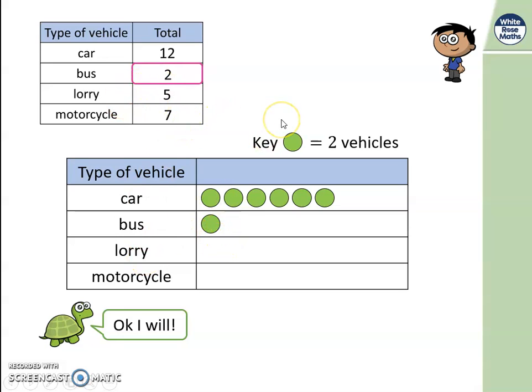Now the next one, let's have a look at lorries, because this is a bit trickier. So let's count up. 2, 4, 6. Oh dear, we've got too many. How can we represent 5 when we are counting up in twos? We can just half it. So 2, 4, and one more is 5. You have a go at trying to represent 7.